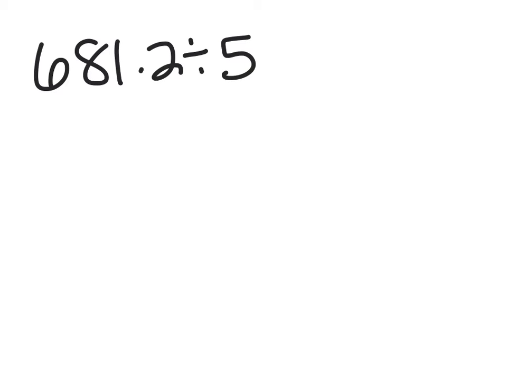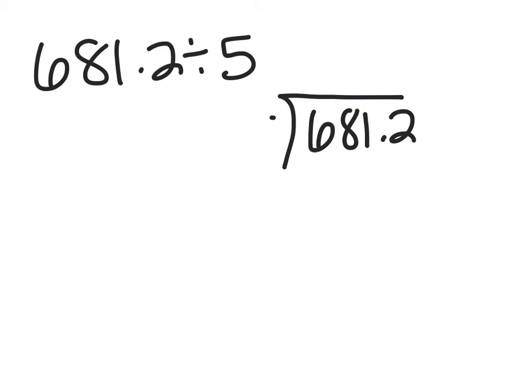And then I can set this up to divide. So on the inside is my 681 and 2 tenths, and my 5 is on the outside. First thing I want to do is bring up my decimal point. And then we're going to divide just like normal. How many times does 5 go into 6? It goes in one time.